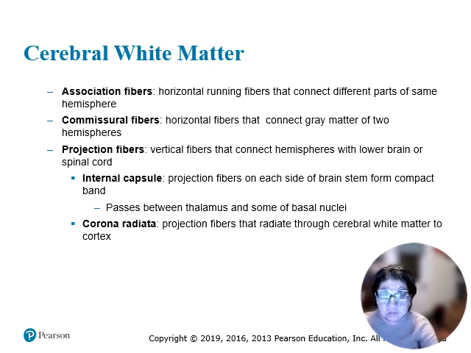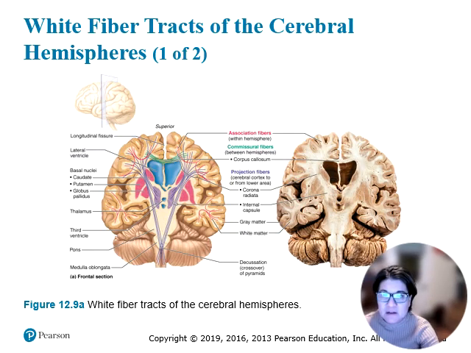Okay, so association fibers are horizontal. They connect different parts of the same hemisphere, and then commissural fibers connect gray matter of the two hemispheres together. And then projection fibers connect from the hemispheres to the lower brain or to the spinal cord. So those are some different types of fibers that run in different ways.